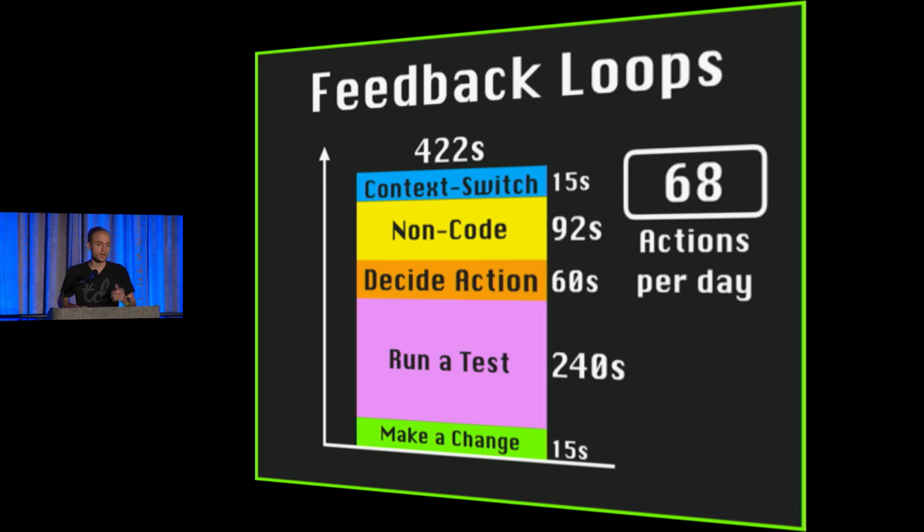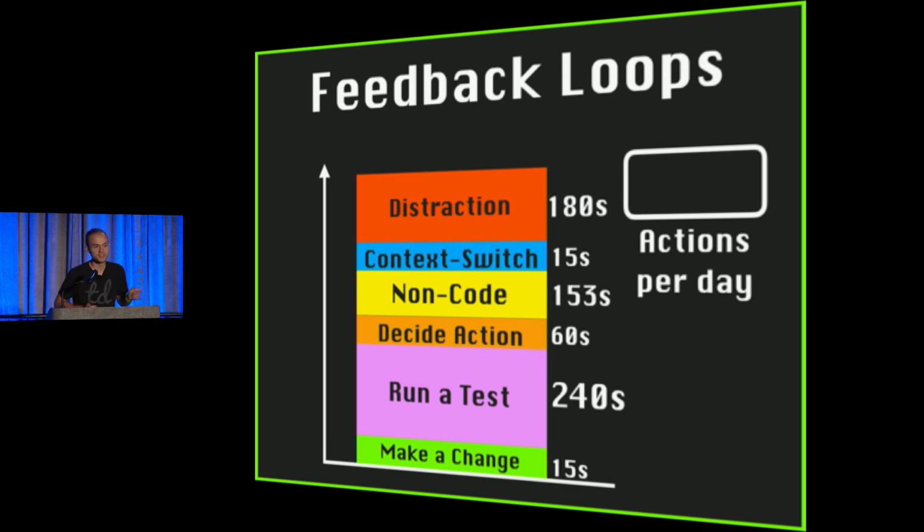And if you've ever run a 4-minute test, you know how easy it is to tab away, look at Reddit, look at Twitter, look at email, and before you know it, oh shit, 3 minutes have elapsed since the test finished. This happens over and over again, and effectively that means that our feedback loop is now 11 minutes, and this only allows for 43 actions per day.